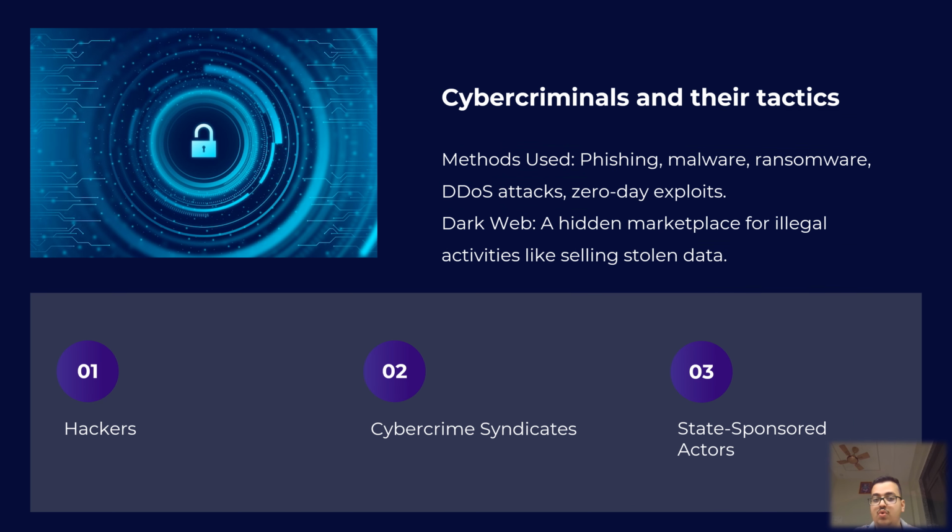So now let's look at cyber criminals and their tactics. What are the tactics? The methods used are phishing, malware, ransomware, DDoS attacks, zero-day exploits, and the dark web, a hidden marketplace for illegal activities like selling stolen data. First are the hackers, who are known as the attackers. Second is cybercrime syndicates. This is a group of attackers or hackers that attack small businesses or small companies. Third is state actors, which are more or less similar to the hackers or cybercrime syndicates.